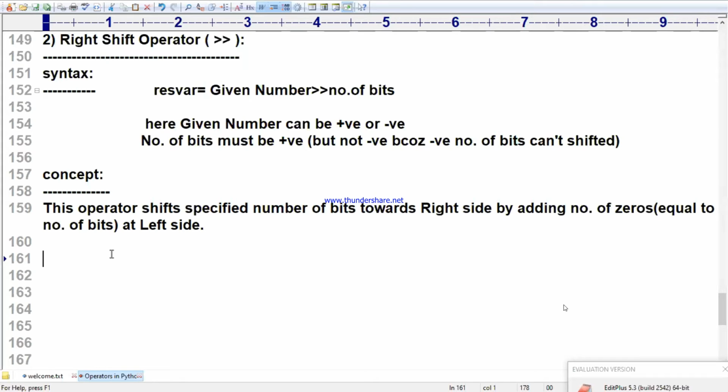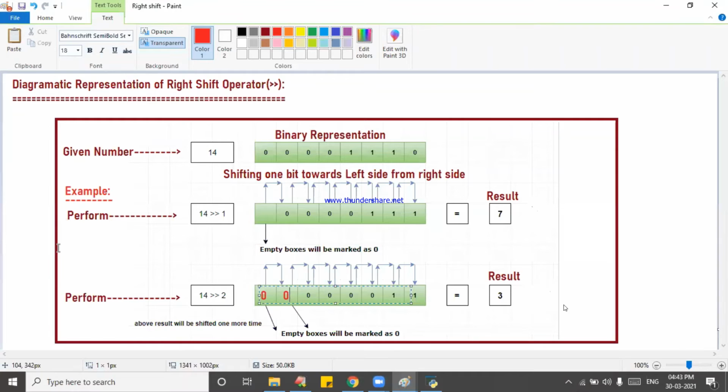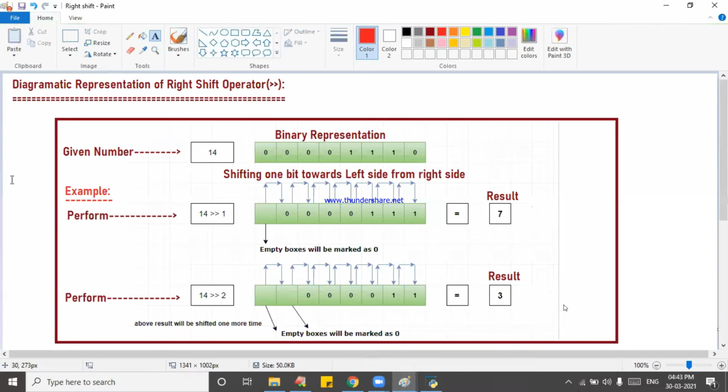Right. So let us go to the diagrammatic representation. Subheading you write it. Diagrammatic representation of right shift operator. Take this diagram. Diagrammatic representation of right shift operator. Take this carefully.